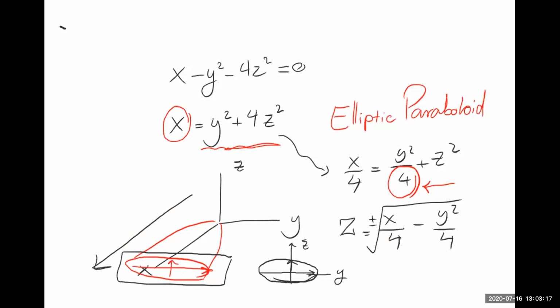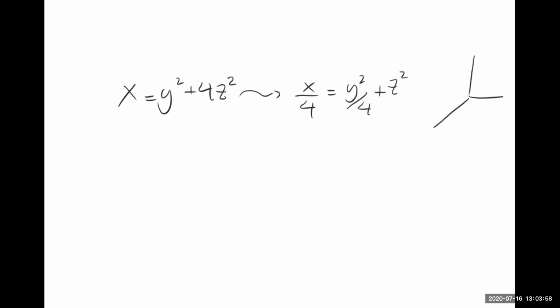Now I want to see how this cross section looks. I told you, look at these numbers in the denominators. One is 4, the other one is 1. So this ellipse is definitely not a circle. It's an ellipse, but it's longer in the y direction. It goes more in the y direction rather than in the z direction. As another example, x equals y squared plus 4z squared would give us x over 4 equals y squared over 4 plus z squared. This one would look like this.